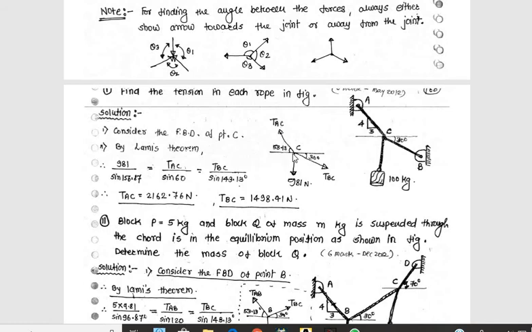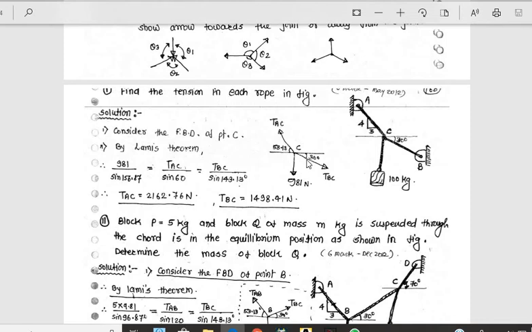TAC, this force divided by this angle. TAC divided by sine 60. This is 30, this is 90, so the remaining is 60. This is 90 plus 53, means 143.13, and the remaining is 156.87. So 981, this force divided by its opposite angle. So the opposite angle is 156.87 and sine. Now TAC, its opposite angle is 60 degree, here somewhere 60 degree here.